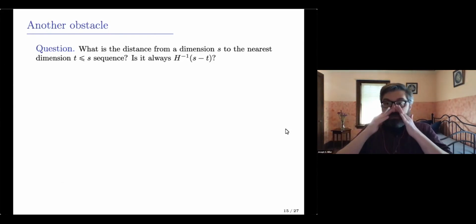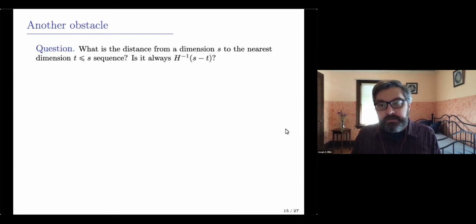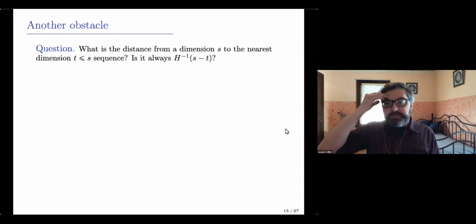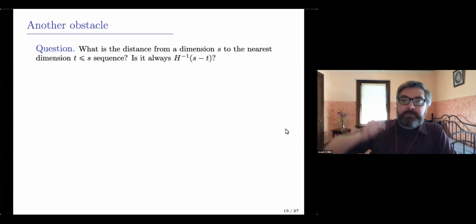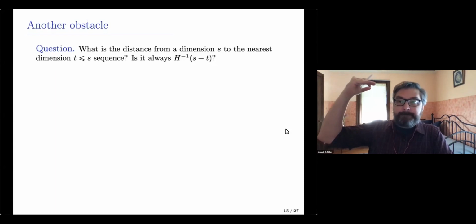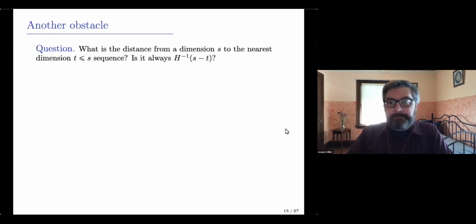So we've really answered the first 3 questions on that slide that had 4 questions from about half an hour ago. We've raised dimension from anything to anything, and we've lowered dimension from 1 to anything. So what about going from a dimension S to the nearest dimension t less than or equal to S? Can you always do that optimally?